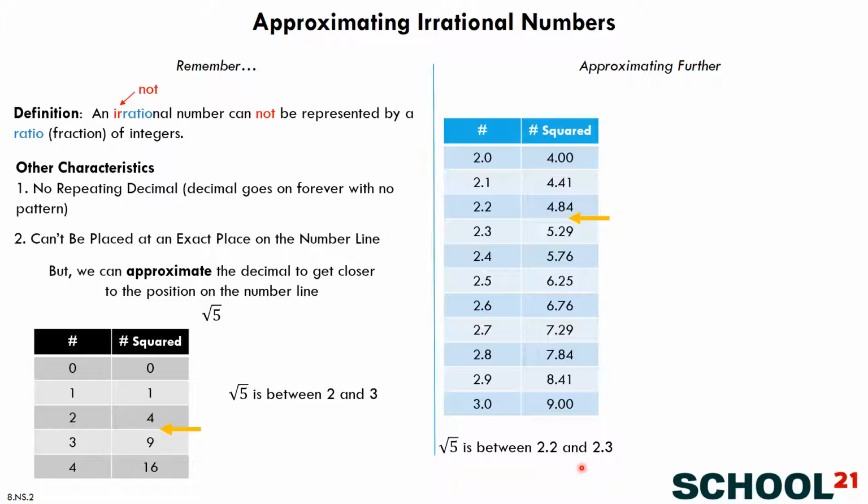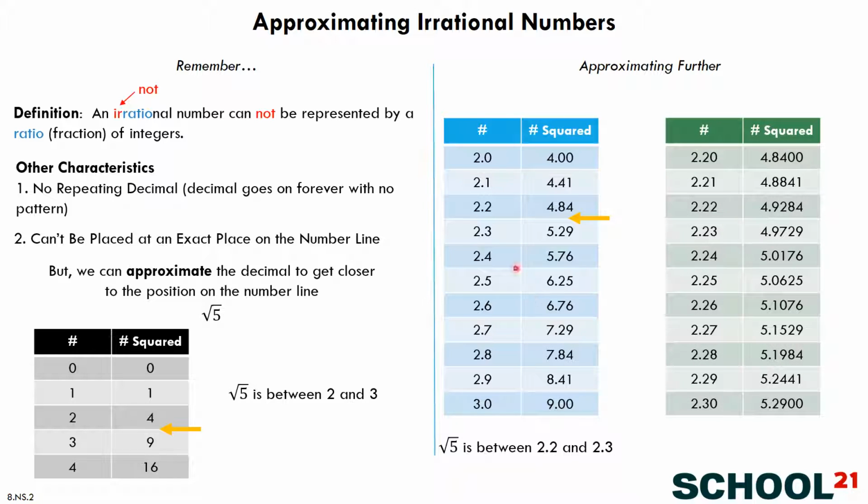Let's go to the hundredths place right now. I'll make another table over here, and now I've taken 2.2 and 2.3, and I've put all the numbers in between them to the hundredths place. So here's 2.2, way down here is 2.3, and I have 2.21, 2.22. See how that goes? Yeah. Now, which of these numbers does the square root of 5 have to be between? 2.24 and 2.25. Okay, let's... Go ahead.